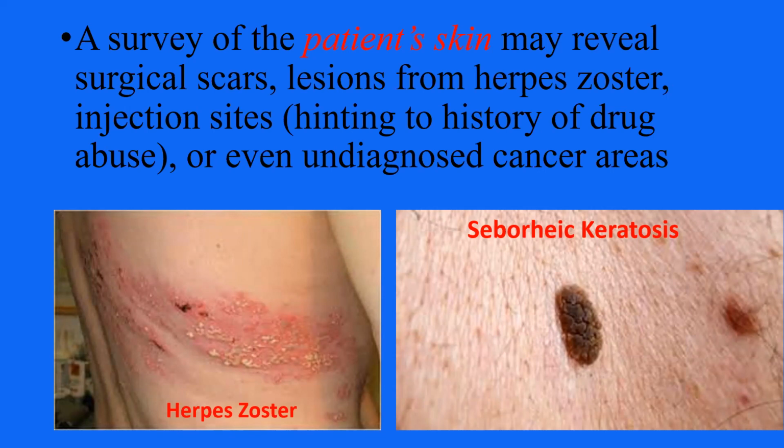On the right-hand side, you see that there are seborrheic keratosis, and we know that there are certain tumors that can be associated with it. So if you look, it will help you in the diagnosis.